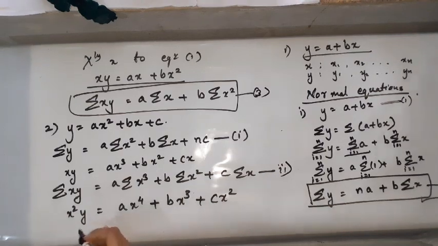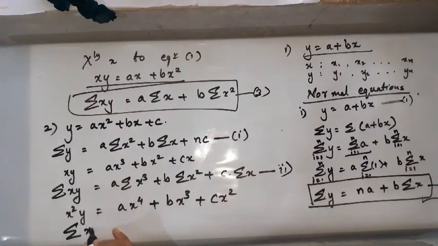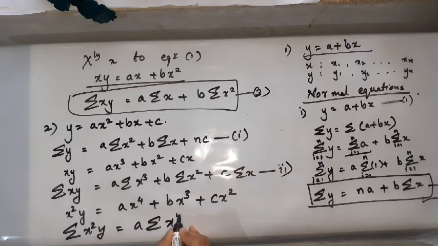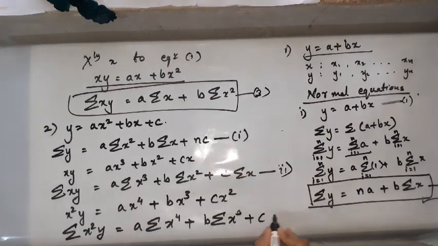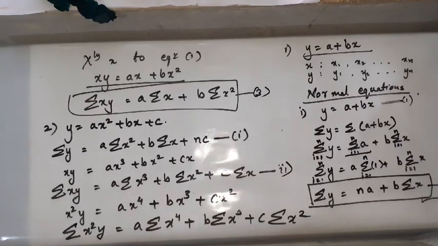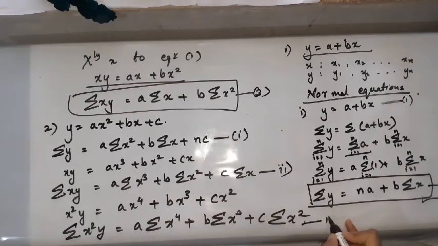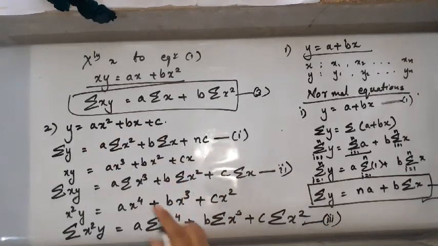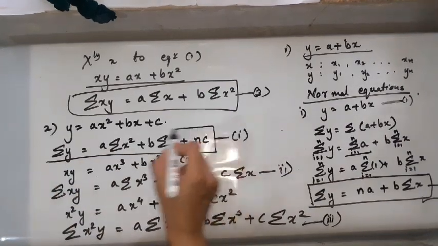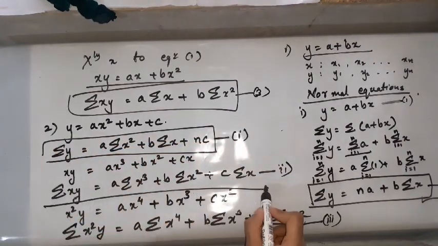I hope it is seen there. Summation x square y is equal to a summation x to the power 4 plus b summation x cube plus c summation x square. So this becomes your third normal equation required to solve this given equation. These are the 3 normal equations. I'll mark them in a box so that you can easily write them.